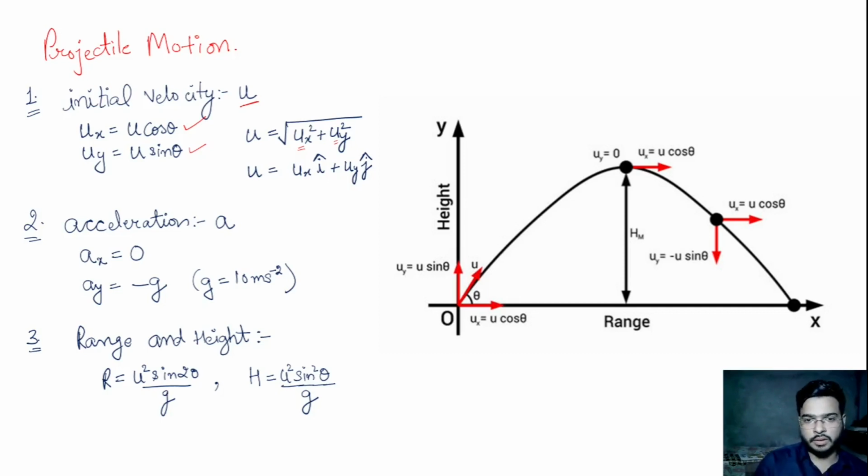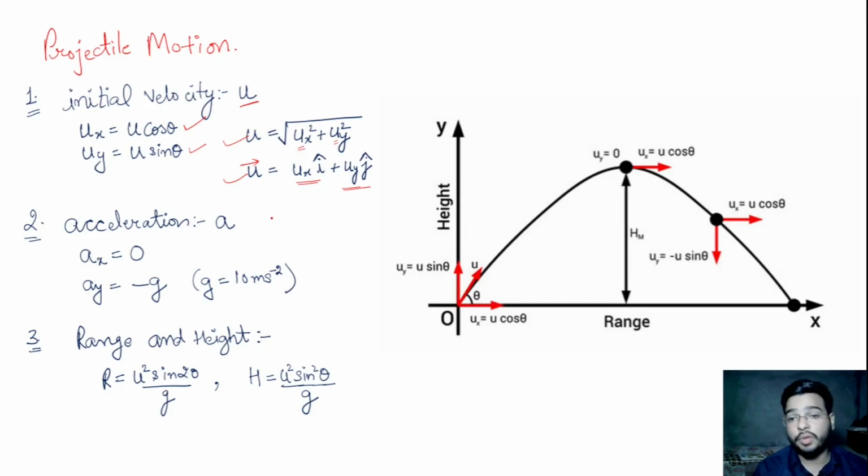Okay, and if we take the vector notation, it is equal to ux i cap plus uy j cap. So this is the magnitude of initial velocity, and this is the vector notation of initial velocity.